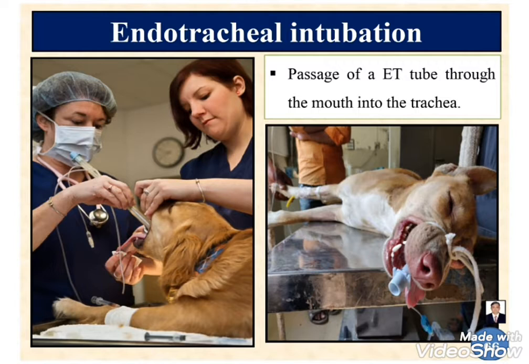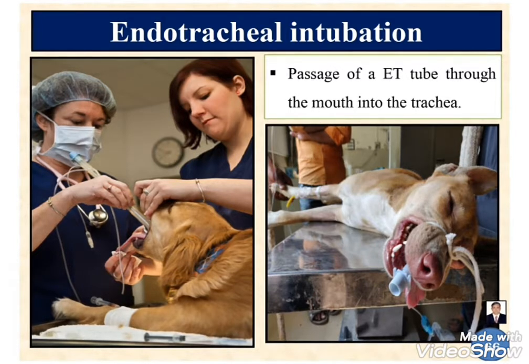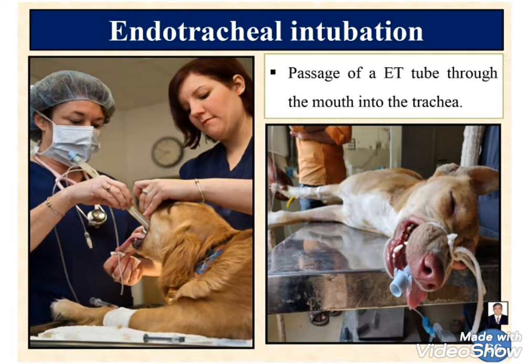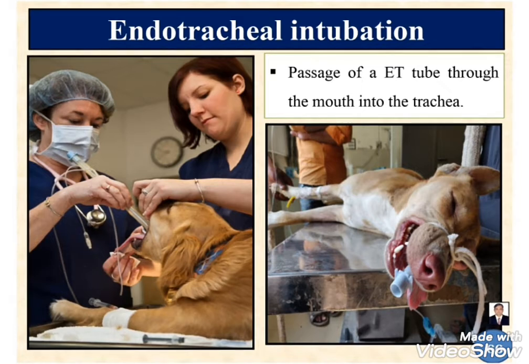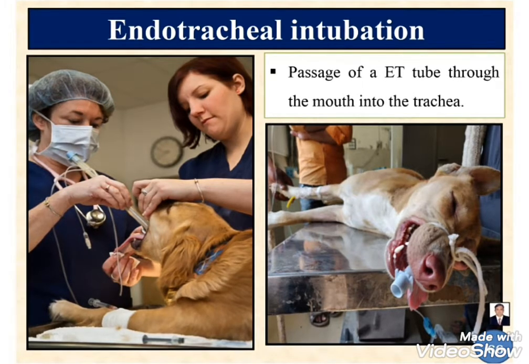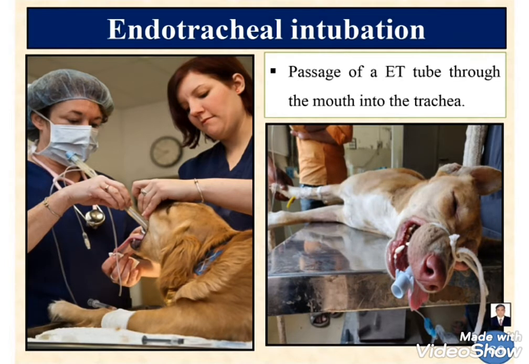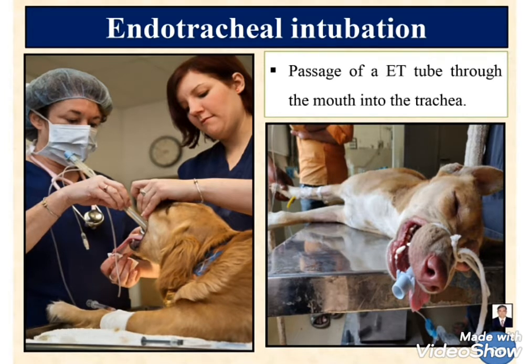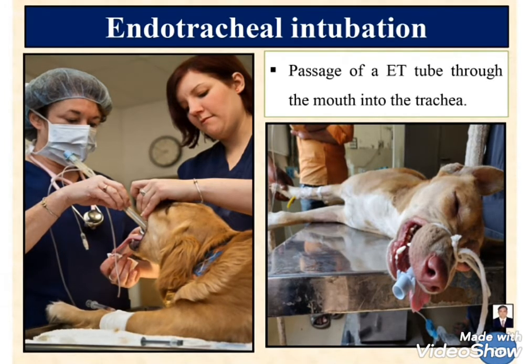So after the desired depth of the anesthesia, the animal is shifted to sternal or lateral recumbency with extended head and neck for endotracheal intubation. Shifting of the animal to either sternal or lateral recumbency depends upon the choice of the clinician and the skill developed by the clinician. Both recumbencies are generally preferred, and it totally depends upon the choice and skill of the clinician.